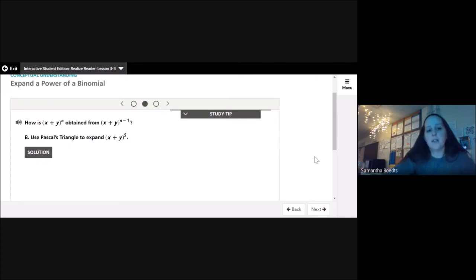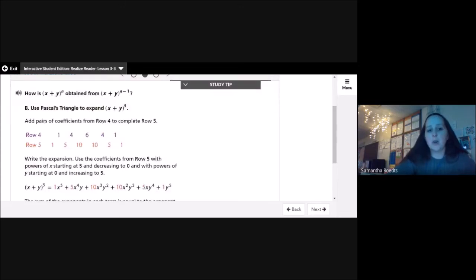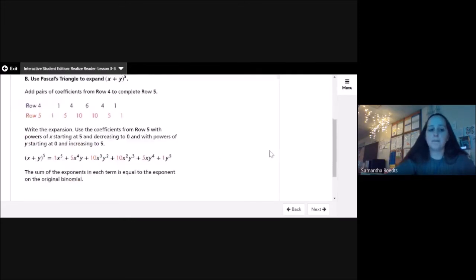All right, so how is (x + y)^n obtained from (x + y)^(n-1)? I can use Pascal's triangle to expand (x + y)^5. I add pairs of coefficients from row 4 to complete row 5. Row 4 was 1, 4, 6, 4, 1. So remember, I have 1 on the outside, then 1 plus 4 is 5, 4 plus 6 is 10, 6 plus 4 is 10, 4 plus 1 is 5, and then 1 on the outside.